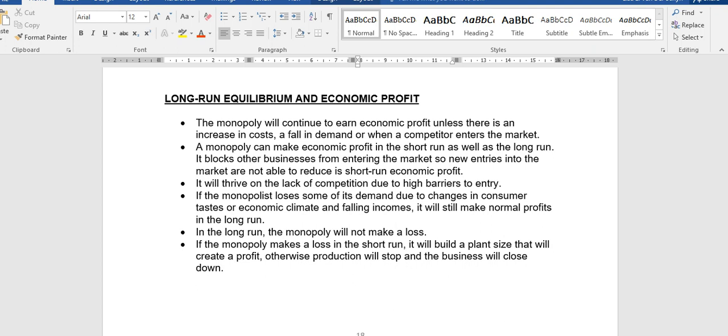If he makes a loss, he will change the price to suit him so that he can make an economic profit again. Or he will build a plant size that will create a profit. So he can increase the size of his operations, or he can decrease the size of his operations. Now he can expand or he can shrink. He is the only one who can do that.